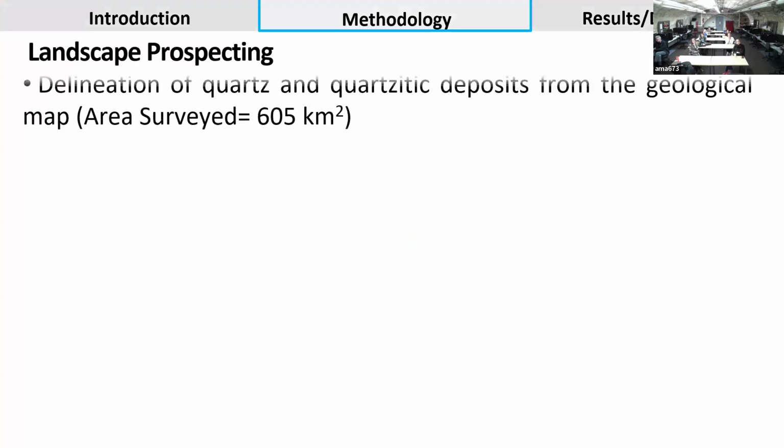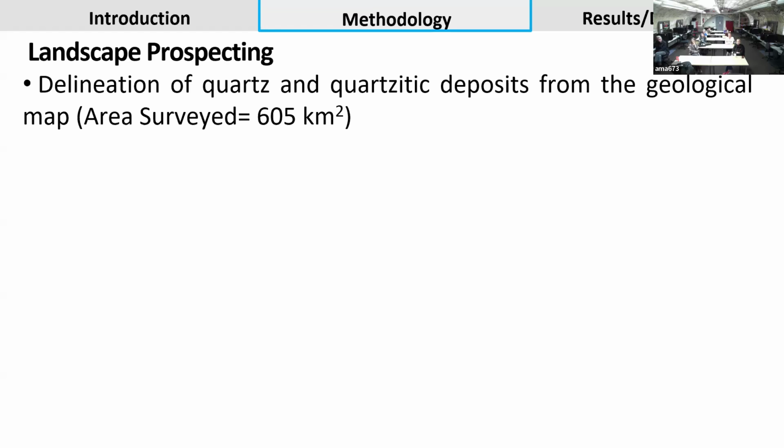So for the landscape prospecting, what did I do? I showed you initially the geological map of the area, but because of my area of interest, I was interested in quartzite and quartz materials that have been found in Santa Ana Cave. So what I had to do was to delineate the areas on the landscape where you have quartz and quartzitic deposits alone, because that's what I'm interested in.